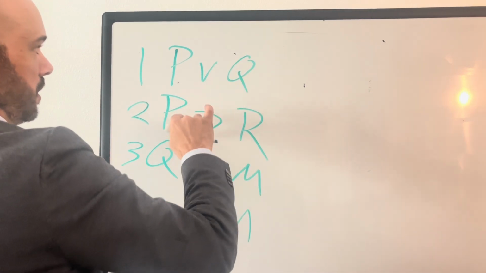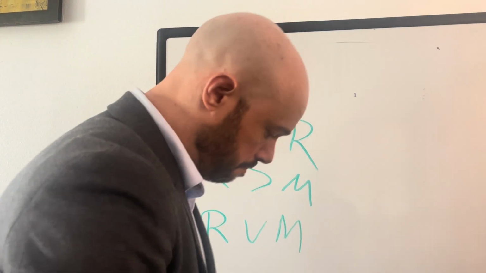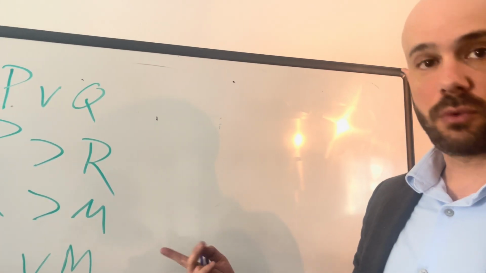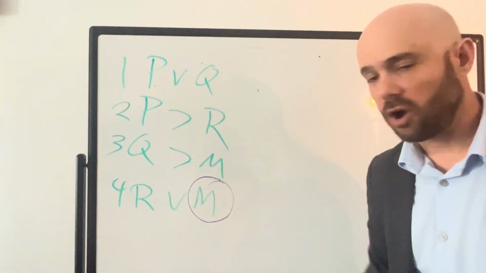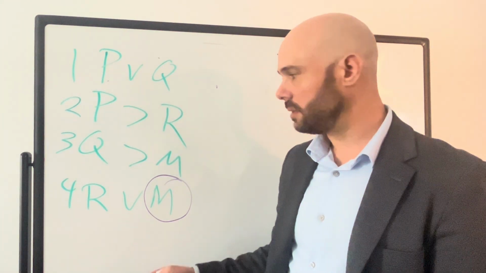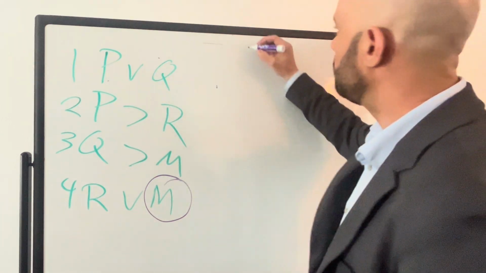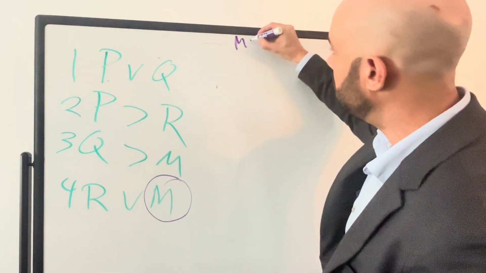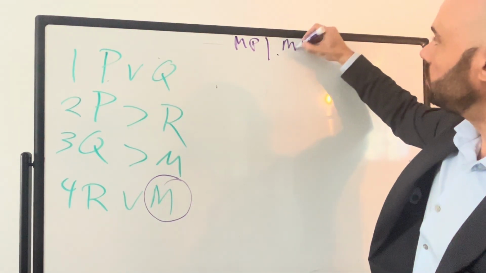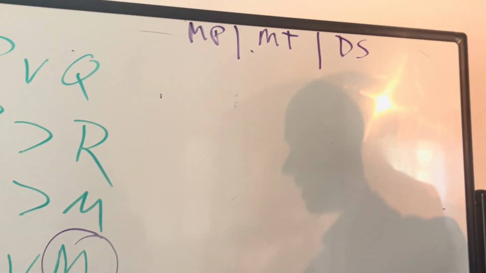Let's make sure I'm not doing this funky. Yes. So to understand how this works, we want to try to solve for one of these. Let's say, how do we get M all by itself? Why is it that the conclusion is R or M? We can solve for one of these pretty easily by applying the rules that we learned earlier: the modus ponens, the modus tollens, and now the disjunctive syllogism.